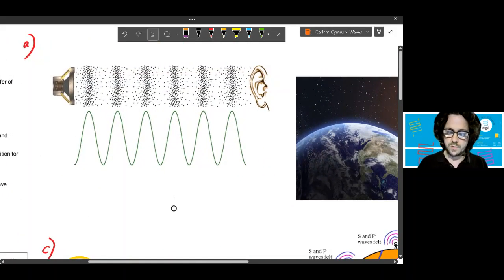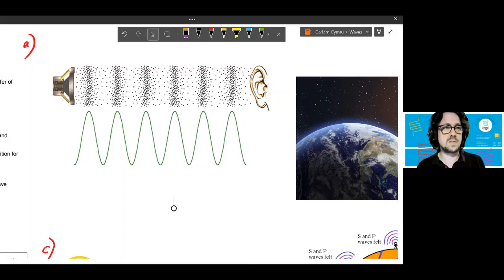Now, a fine example of this would be sound. Through the medium that you're listening to this, there's a speaker on your computer, presumably, or maybe you're wearing headphones. But the point I'm trying to make is that that speaker is vibrating. It's causing a vibration to travel through the air. But crucially, the air itself isn't moving from the speaker to your ears. That would be very strange indeed.